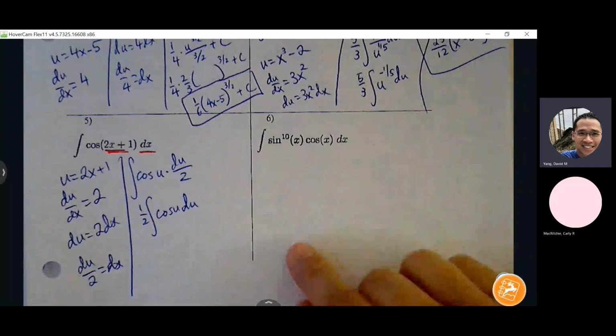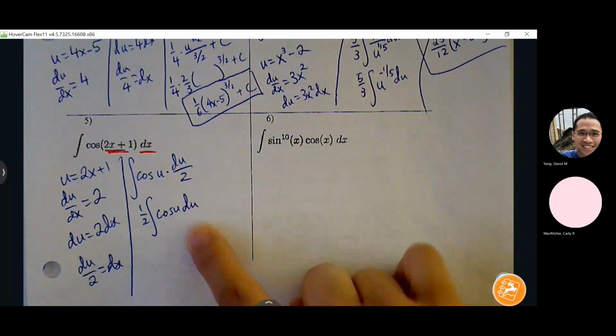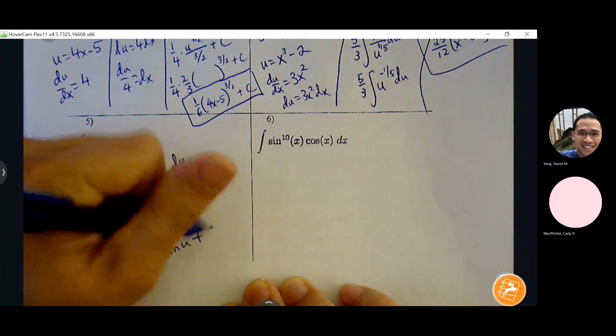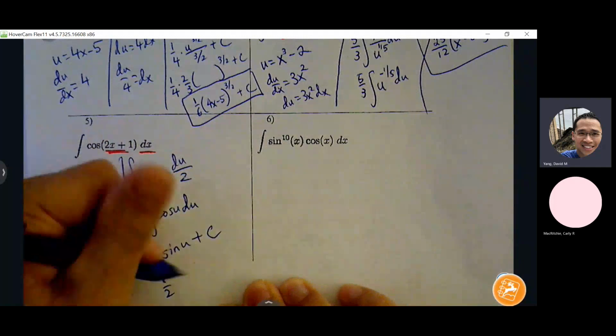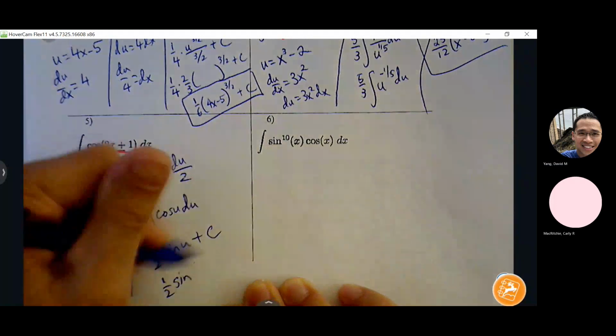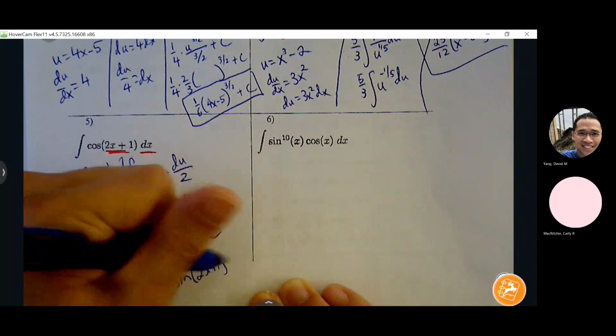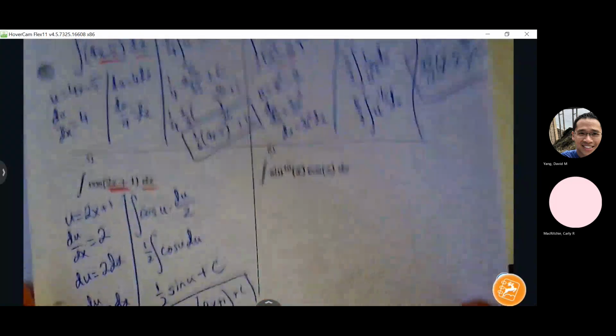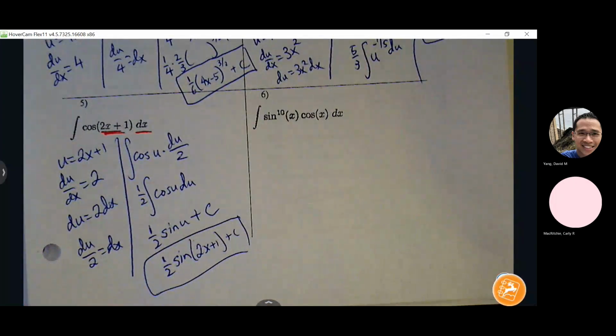Okay, integral cosine of u, this we recognize. Cosine becomes sine. Then bring back your original variable. Right. Number 6 seems more complicated.